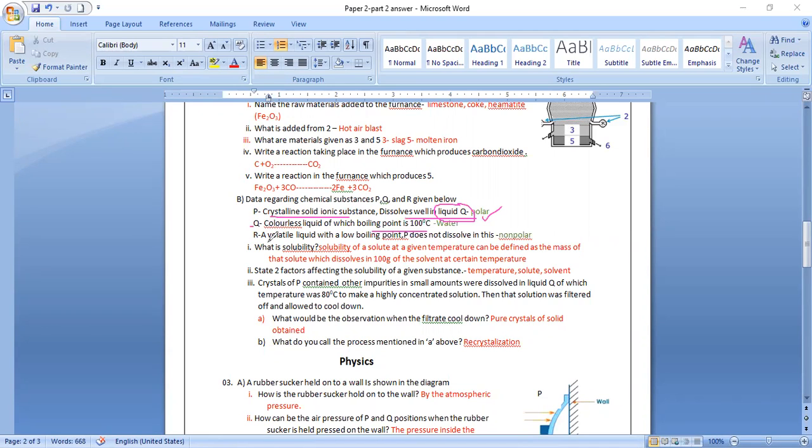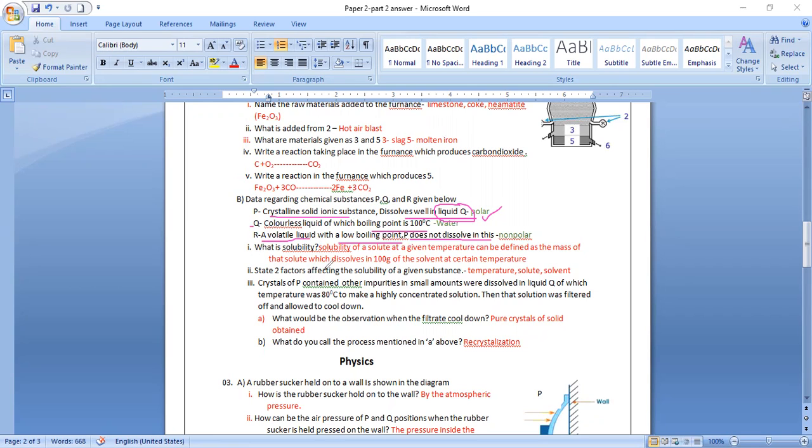Okay. Now R is a volatile liquid. Yes, it can evaporate and has a very low boiling point. And it does not dissolve in P. So when you consider P, R is not dissolving in it. So we can say that R is non-polar, right? So based on this data, now let's move on to the question.